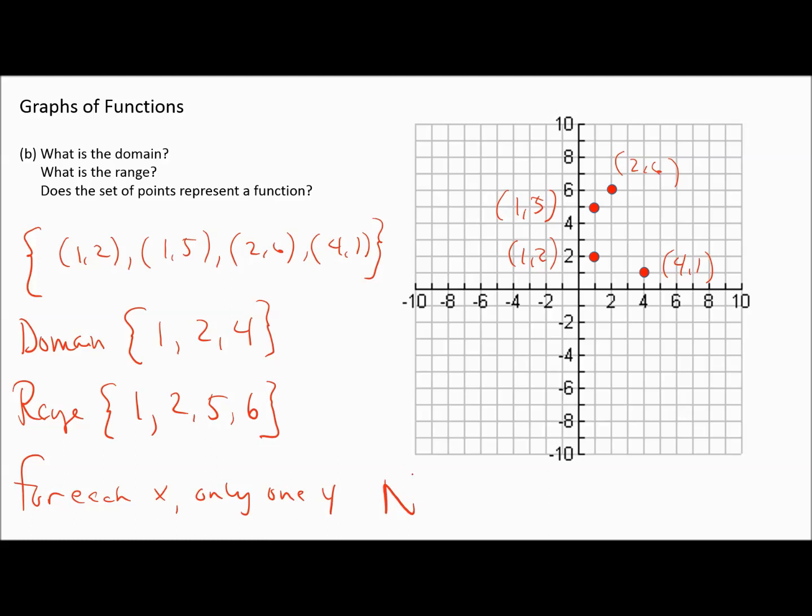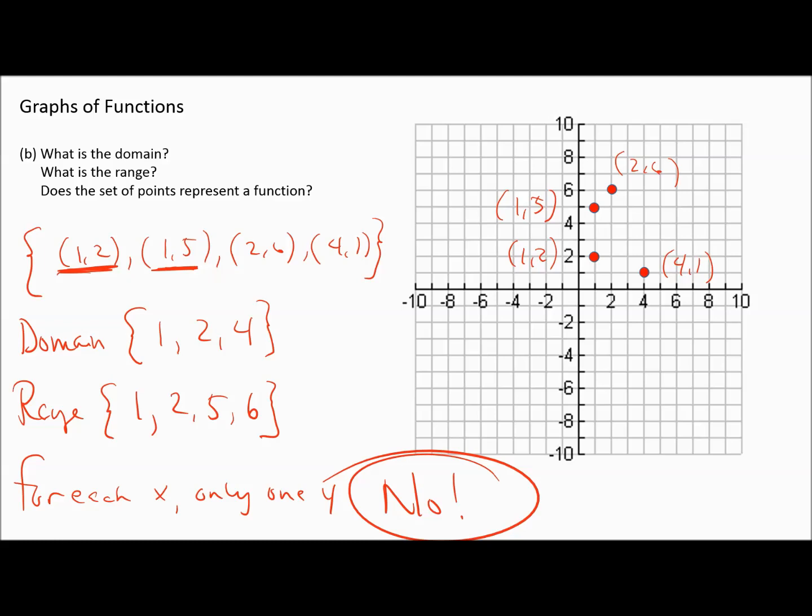And you might have noticed that for x equals 1, you get 2 different y values. Right here, x equals 1, I get 2, and x equals 1, I get 5. And we talked about if any of the domain values repeat and you get 2 different y values, then it is not a function. So for each x, there's not one y.